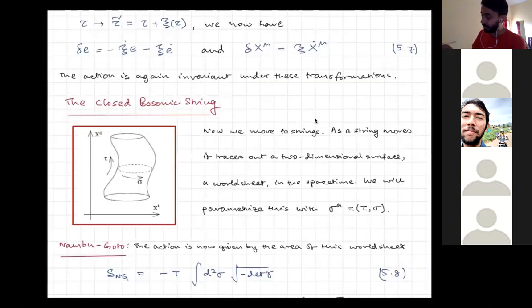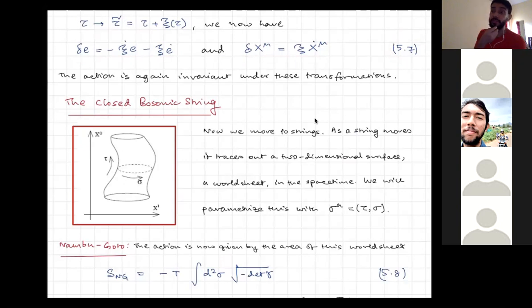And this again you could work out. Under infinitesimal reparametrization, tau goes to tau plus xi of tau. Delta E will transform in this way, delta X will transform in this way. You can plug back 5.7 into your action, and you can show that this is invariant. Very good. So this is the point particle with which I hope you are reasonably familiar. You might not be familiar with the last action, but this is pretty straightforward.